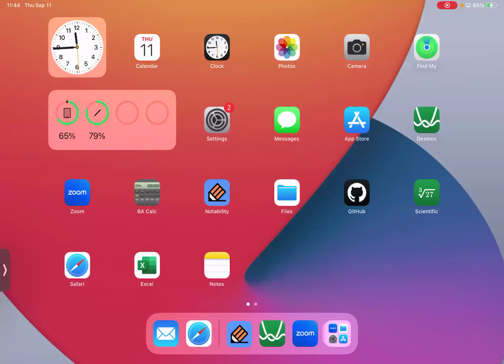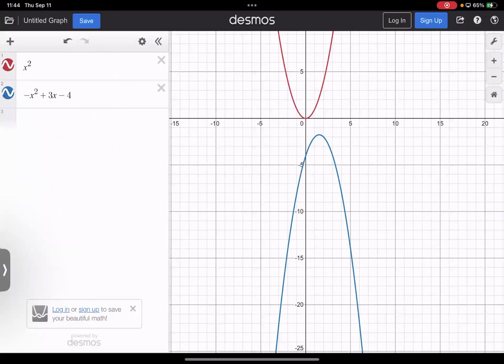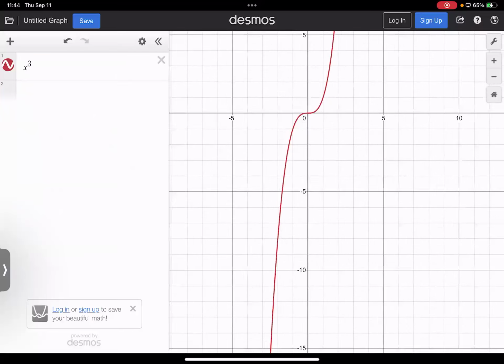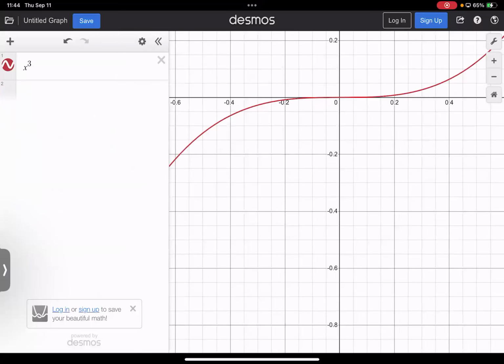Again, you can look in Desmos. You can try it. X to the power of 3 looks like that. Okay. And you can zoom in, and it looks like it might be flat, but trust me, it keeps going up and up and up, and it keeps moving through the origin there.